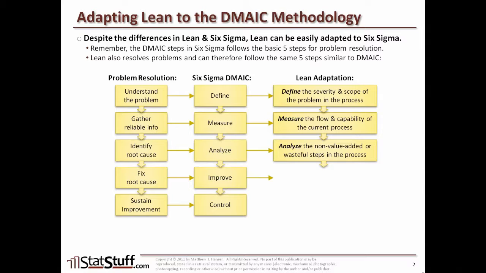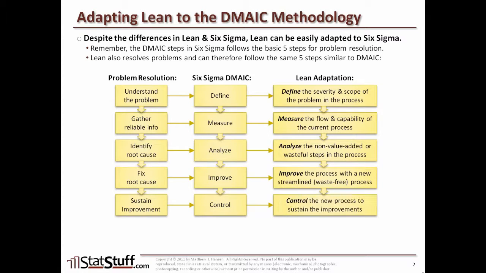And then next, for the improve phase, when we want to fix the root cause, that's where we might want to improve the process with a new streamlined process or a new process, the to-be process that hopefully is waste-free. It doesn't include those non-value added steps. And then finally, once we've got that improved process, again, just like with the control phase, when we want to sustain the improvement, we want to control the new process to make sure the improvements we put in place as we design that new process will be sustained. Next, let's look in more detail how various Lean tools and concepts can be adapted to each of the 5 phases of DMAIC.